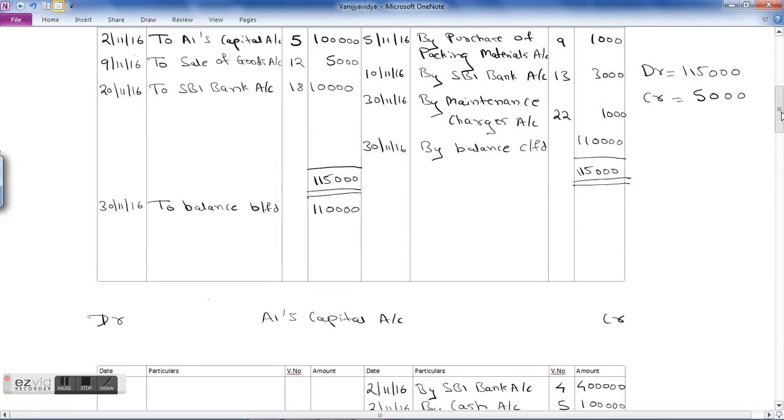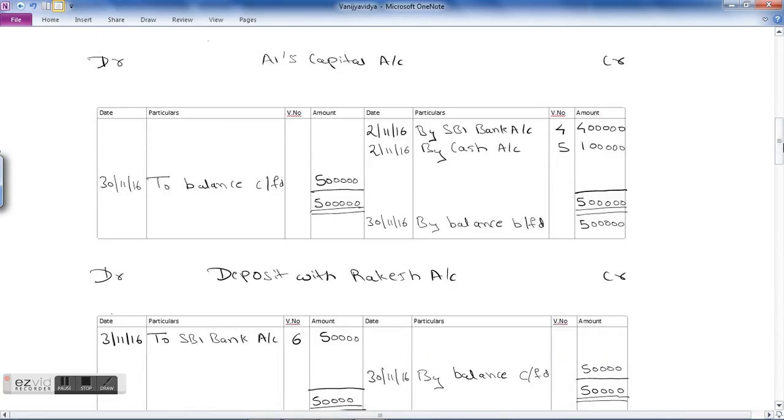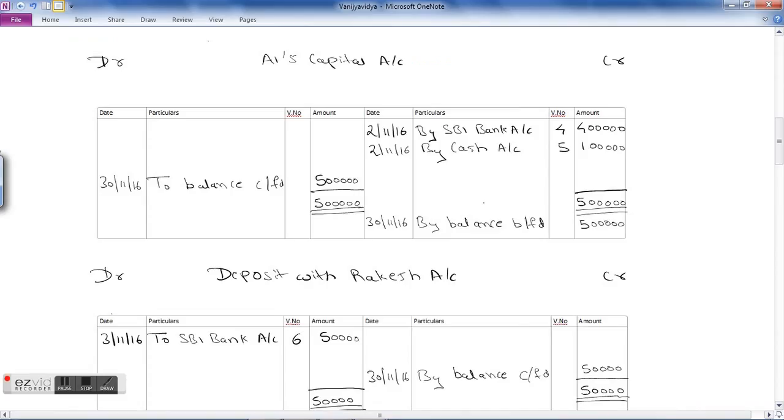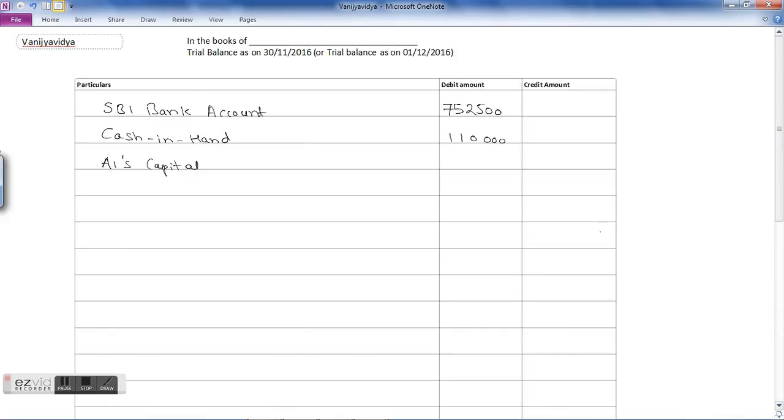Next ledger account is A1's capital account. What is the amount here? What is the balance? Balance is 5 lakh rupees. Now the balance brought forward is on the credit side, which means you will write it on the credit side. It's a credit balance. Always remember to take the balance on the debit or credit side depending on whatever your balance brought forward is.